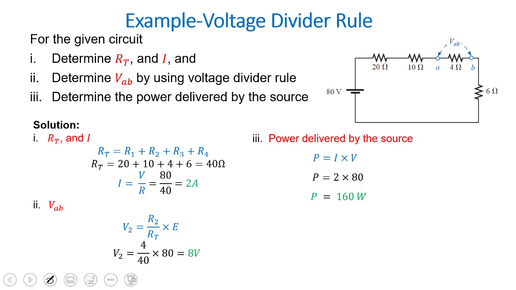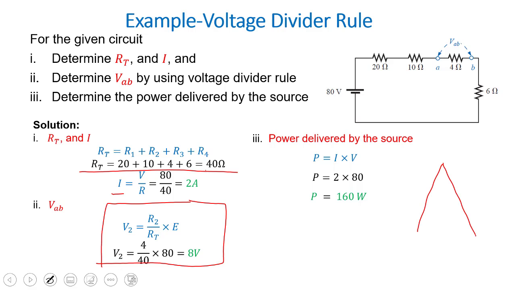Here we have an example on how to use the voltage divider rule. Of course, the voltage divider rule will make your life very easy. If you can find the current from here, we found R total first. We summed 20 plus 10 plus 4 plus 6, so we got the total resistance. Then from the total resistance, we found I. I is equal to V over R. From where did we get it? We got it from this triangle.